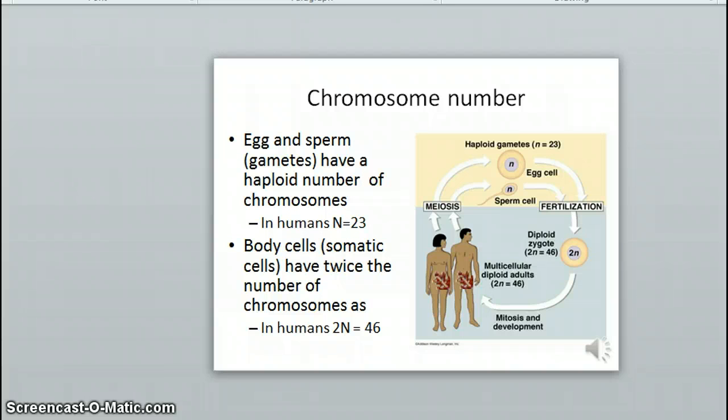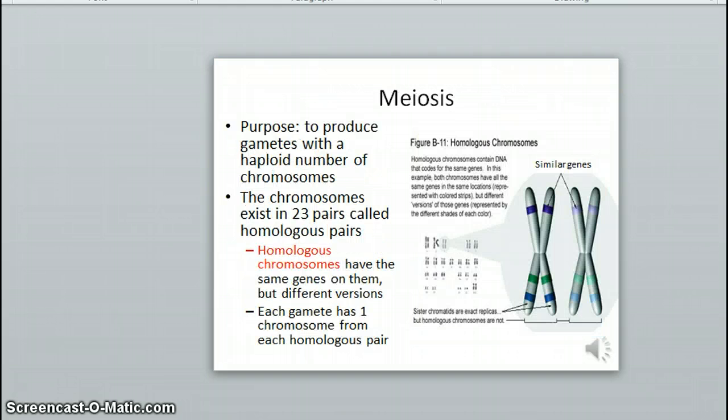That means that in humans, the haploid number of chromosomes is 23. Each egg and sperm has 23 chromosomes. Eggs and sperm are also called gametes. All of the other cells in your body are called somatic cells and have a diploid or 2N number of chromosomes. In humans, that's 46. The process that produces gametes with only 23 chromosomes is called meiosis.